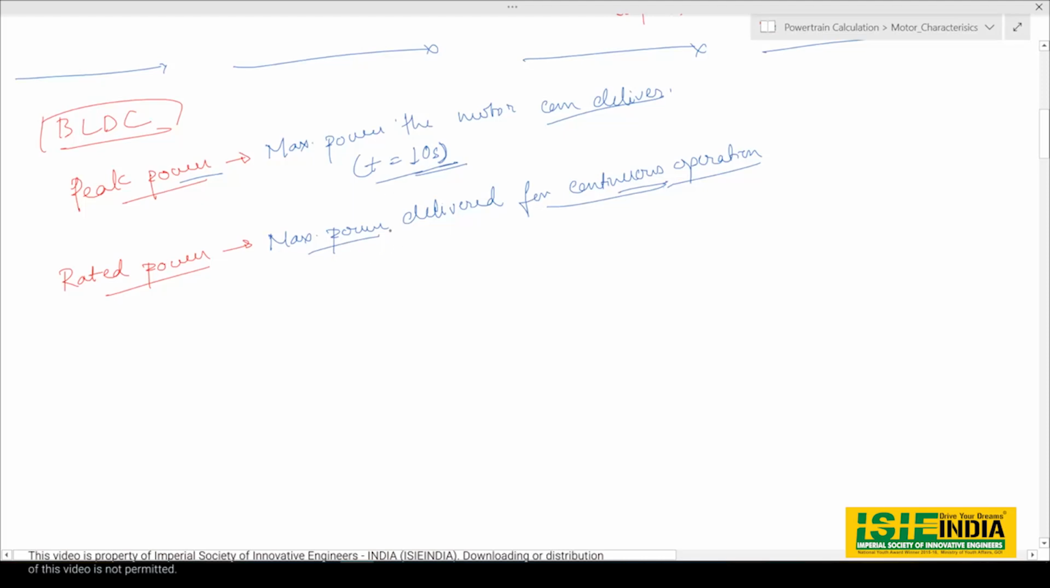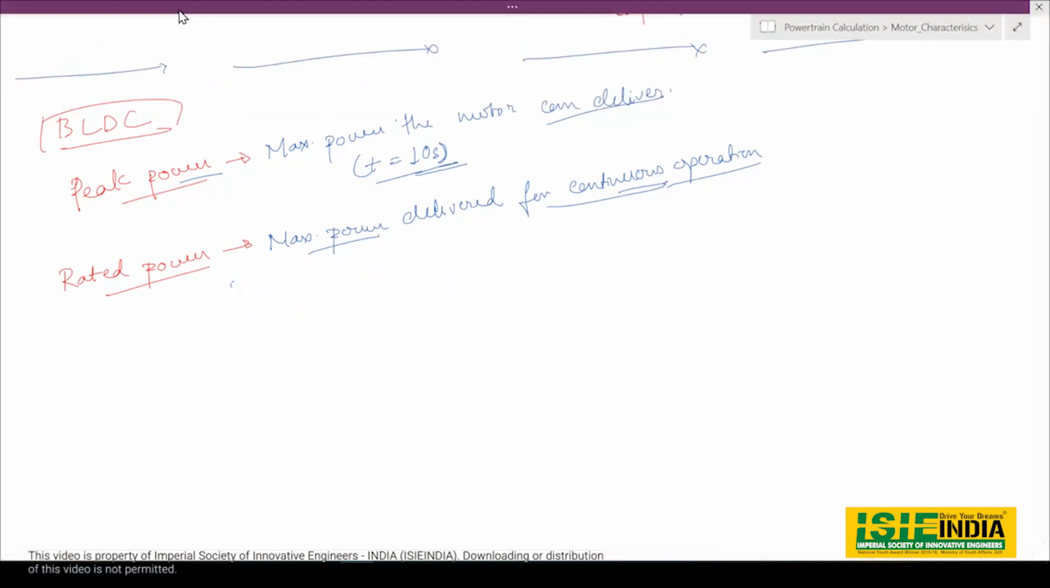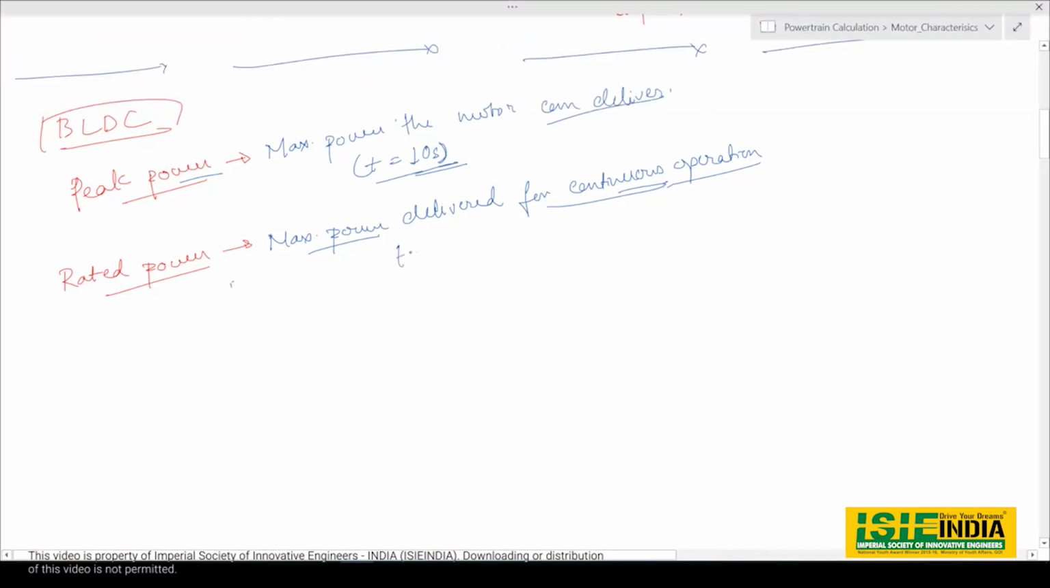While studying motor testing, you might come across a term, maximum 30 minutes power, which is also termed as rated power. For this rated power, we take the maximum power delivered for continuous operation, and while testing we take the operational time to be 30 minutes. So the maximum power your motor can deliver continuously for 30 minutes is considered as rated power. Clear?